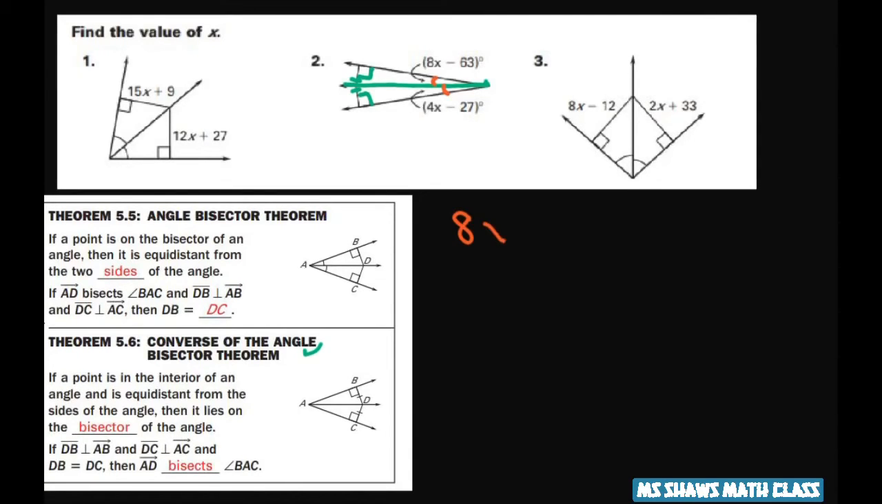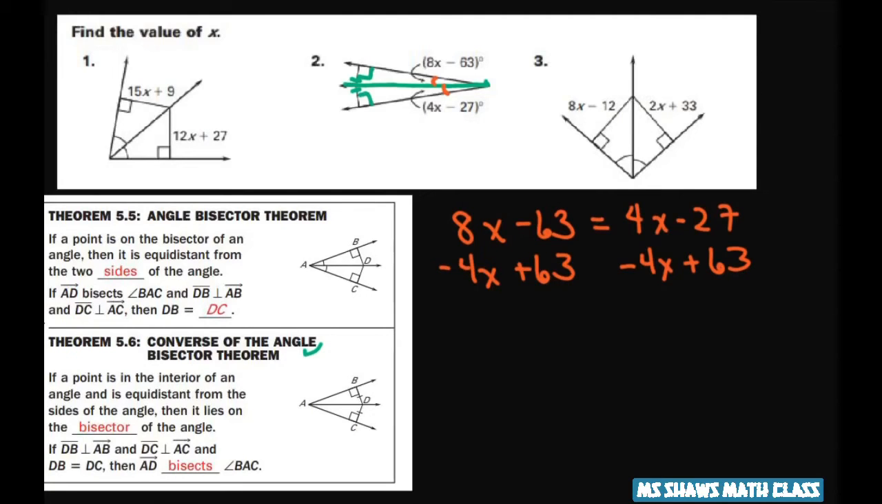So we have 8x minus 63 equals, and we're just solving for x, so we don't have to worry about the degrees on this one, it's 27. So subtract 4x from both sides and add 63 to both sides. So you get 63 minus 27. All right, so this is going to cancel. We get 4x equals 36. So divide both sides by 4 and you get x equals 9.